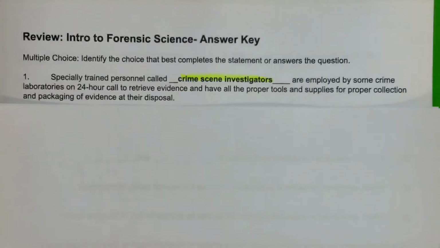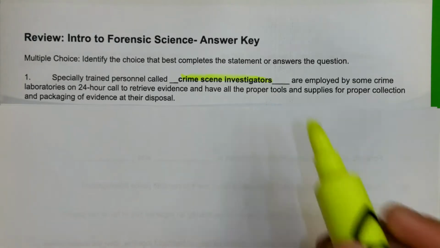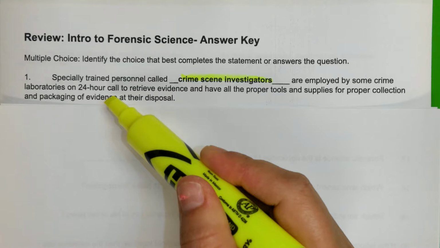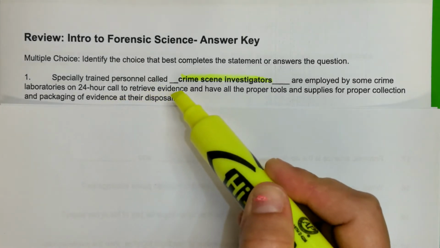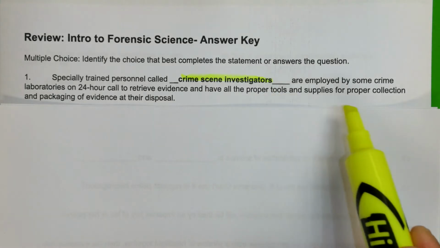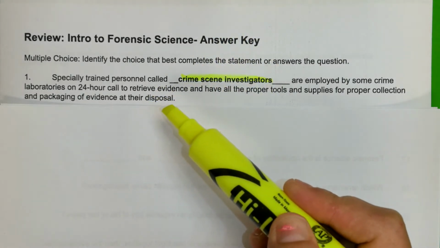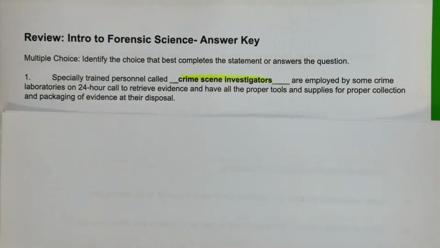Number one, specially trained personnel called, and these are crime scene investigators, are employed by some crime laboratories on 24-hour call to retrieve evidence and have all the proper tools and supplies for proper collection and packaging of evidence at their disposal. So these are called crime scene investigators.